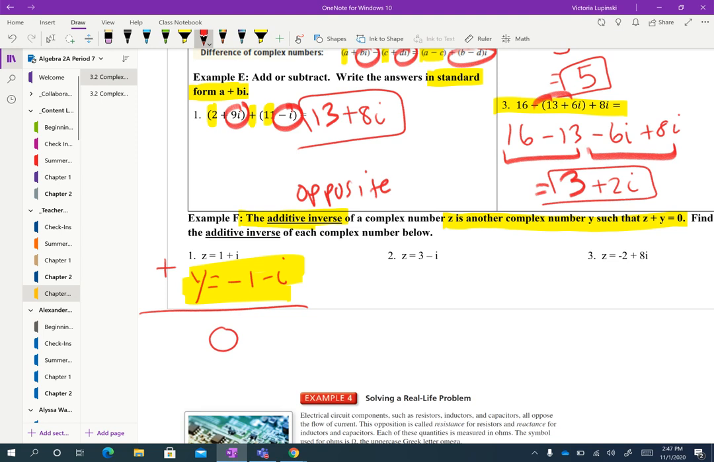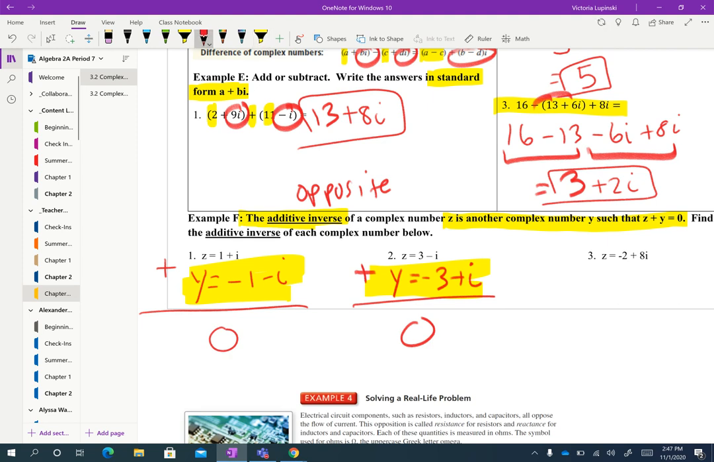Same thing in number 2. You're looking for a second complex number y, such that when I add it together, everything should cancel. Opposite of the real, opposite of the imaginary. And again, what you have found there is something called the additive inverse.